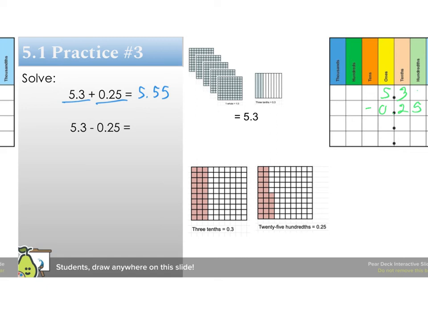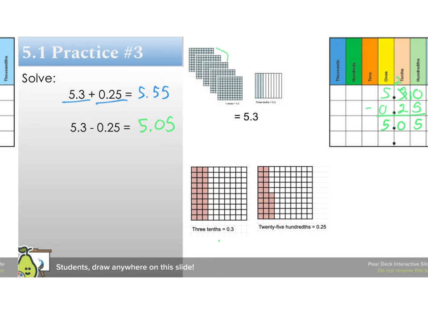If I'm subtracting, then I'm going to have 5.3, subtract 0.25. I have to add a 0 here. 0 subtract 5 I can't do, I have to borrow. So 10 subtract 5 is 5. 2 subtract 2 is 0. 5 subtract 0 is 5. So it'd be 5.05.